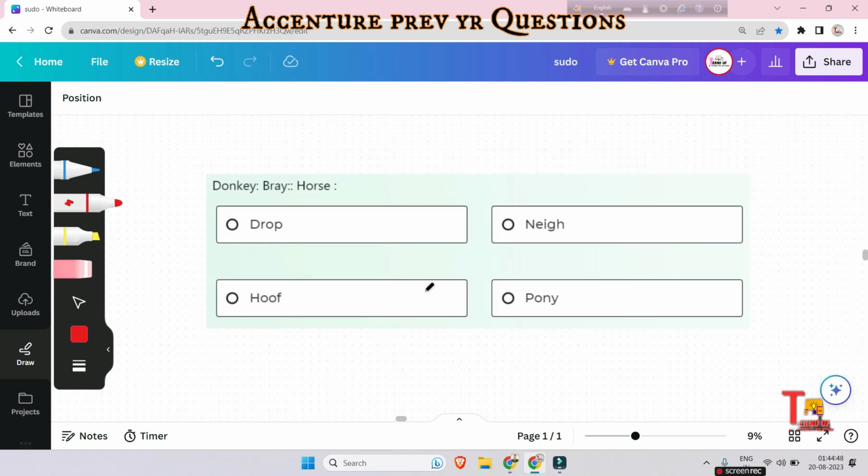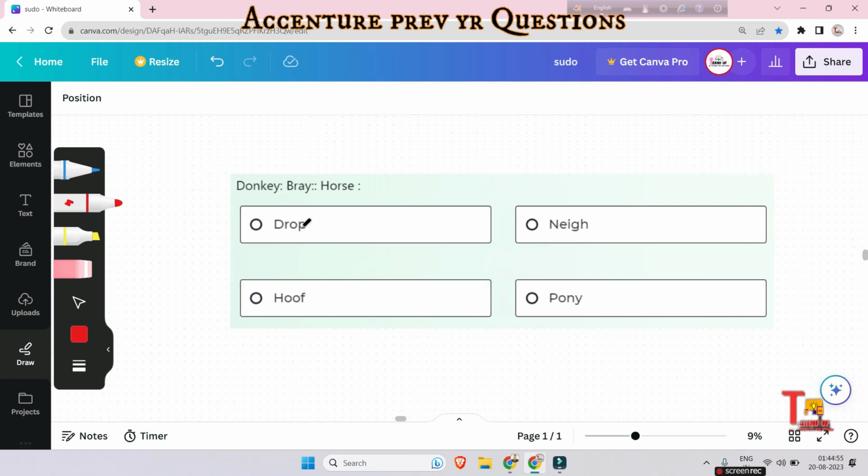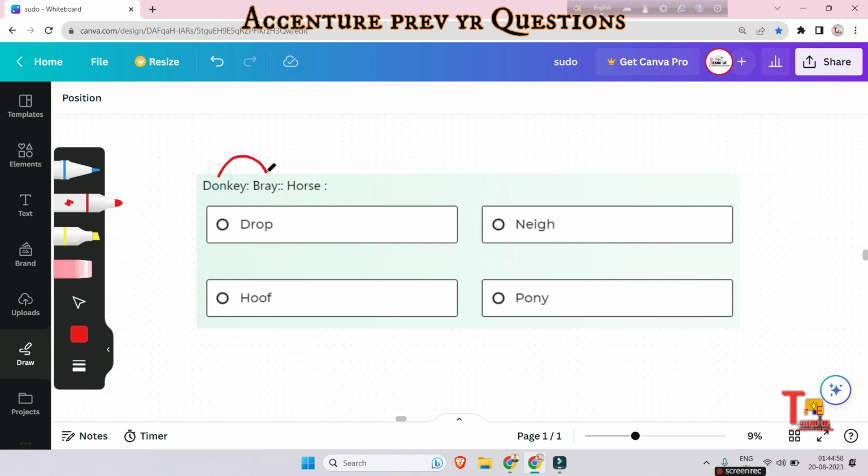Okay, this is the last question which will be solved by me. So what is the relationship between them? Donkey and bray, so horse and what? Donkey has a voice. Donkey produces the sound of braying. And here general knowledge is needed, like whatever the sound of a horse is will be the answer. So what sound does a horse produce? Horse produces the sound of neigh.